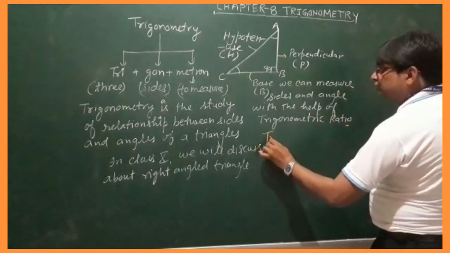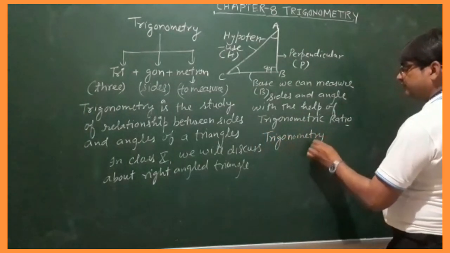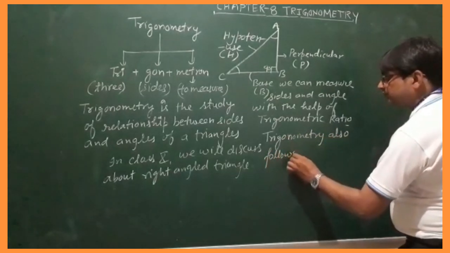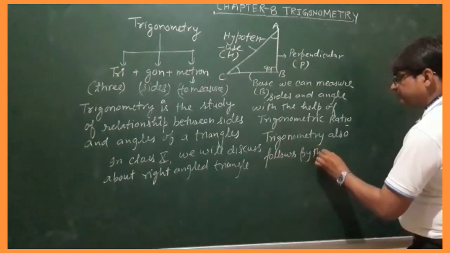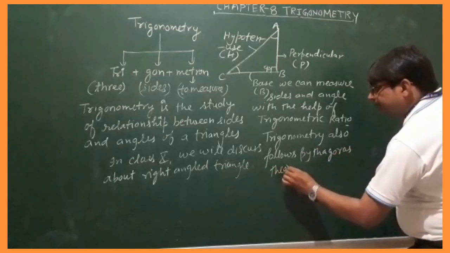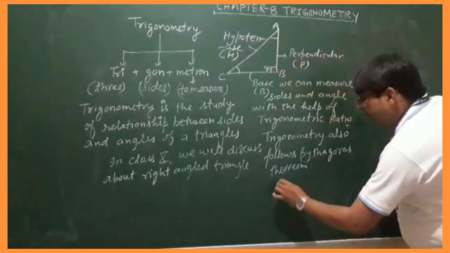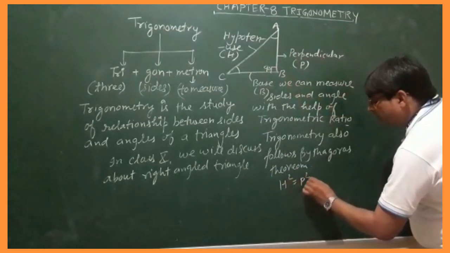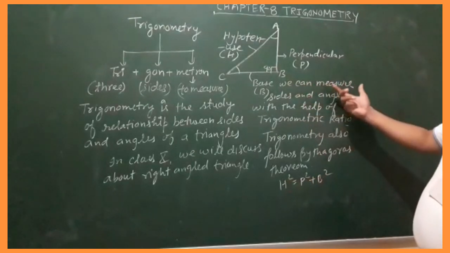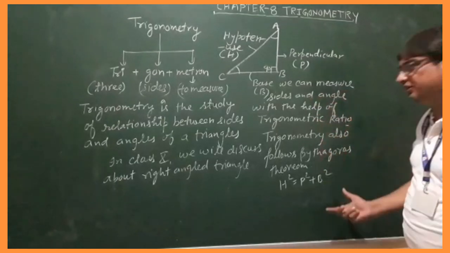Trigonometry also follows Pythagoras theorem. Student, already you know about Pythagoras theorem: hypotenuse square is equal to perpendicular square plus base square. With the help of trigonometry, we can measure sides and angles of a triangle with the help of trigonometric ratio.